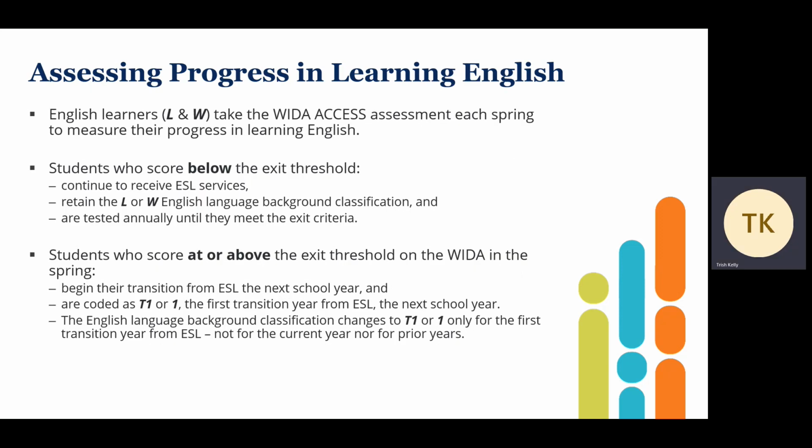Assessing progress in learning English. English learners, that is students with the L and W English language classifications, take the WIDA Access assessment each spring to determine their progress in learning English. Students who score below the exit threshold continue to receive ESL services, retain the L or W English language background classifications, and are tested annually until they demonstrate proficiency in English. Students who score at or above the exit threshold on the WIDA in the spring begin their transition from ESL in the next school year and are coded as T1 or 1, the first transition year from ESL, the next school year. The English language background classification changes to T1 or 1 only for the first transition year from ESL, not for the current year and not for the prior year.